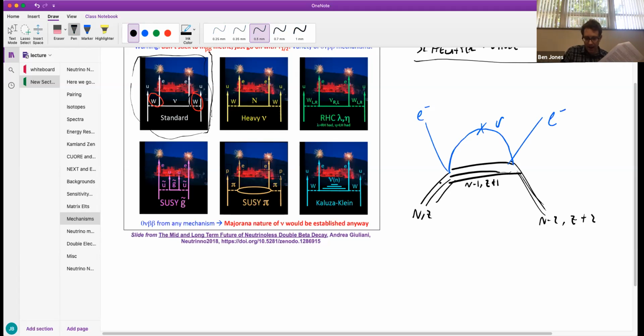Okay, and so at each of these vertices there's a G Fermi and a V_ud, because this is an up quark turning into a down quark in the end at each of these vertices. So there's one at each of those.